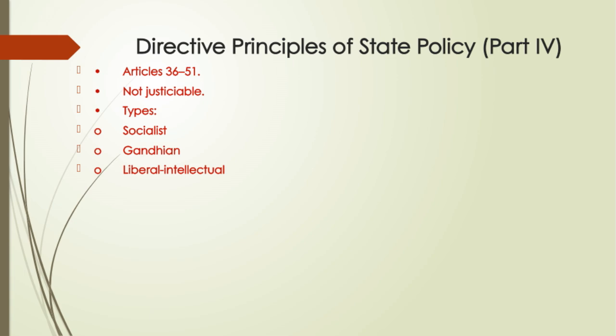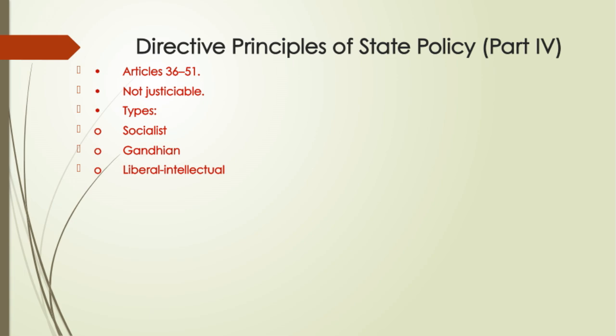There are different types of these principles, including socialist, Gandhian, and liberal intellectual. The socialist principles emphasize social and economic equality, advocating for the redistribution of wealth and state control of resources. The Gandhian principles focus on promoting village industries, self-sufficiency, and rural development, reflecting Gandhiji's vision of a decentralized economy. The liberal intellectual principles emphasize individual freedom, justice, and the promotion of social welfare within a constitutional framework.